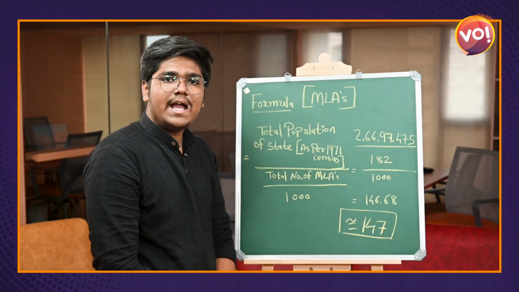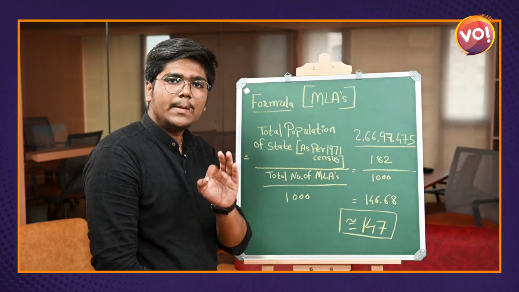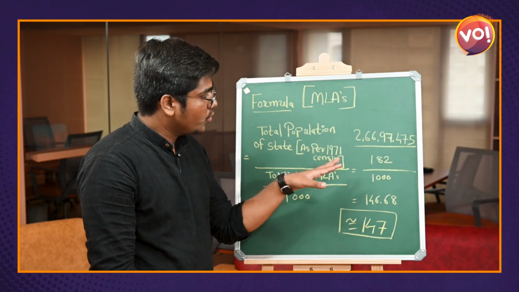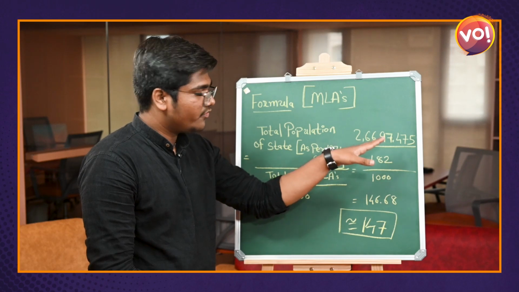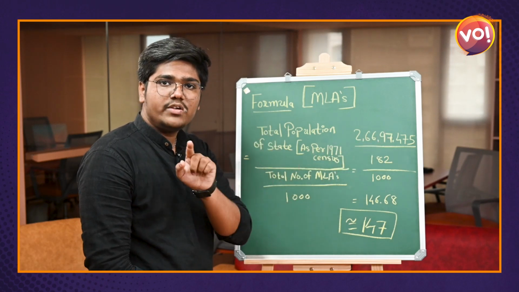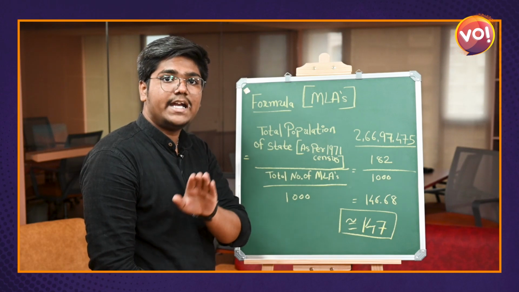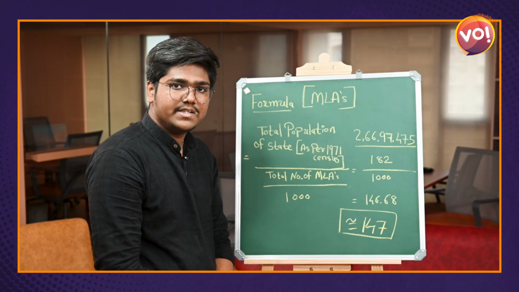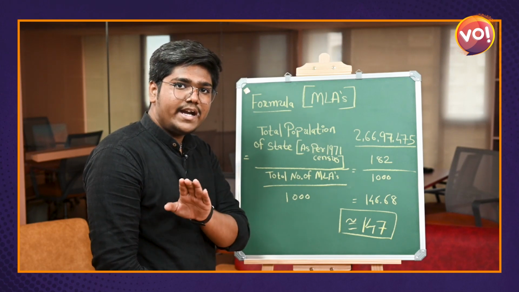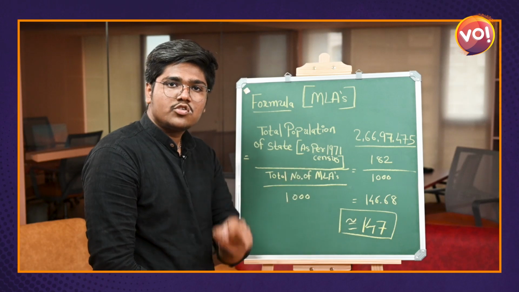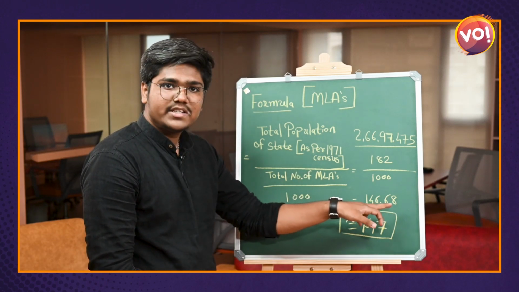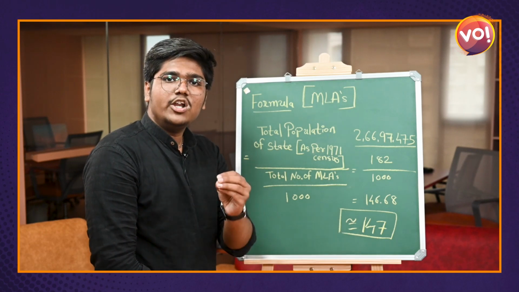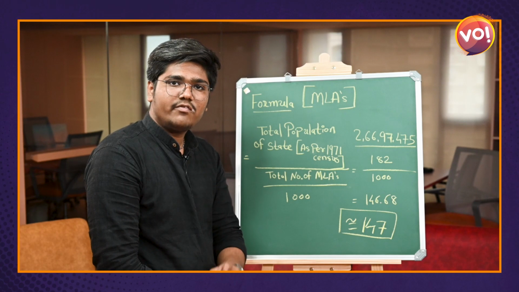Let us understand this by an example. The total population of Gujarat as per the 1971 census is 2,66,97,475. Now dividing it by the total number of elected members of the assembly, Gujarat has a total of 182 assembly members. Now further divide it by 1000. So we will get the number 146.68, which is approximately 147. The value of votes of each MLA of Gujarat is 147.